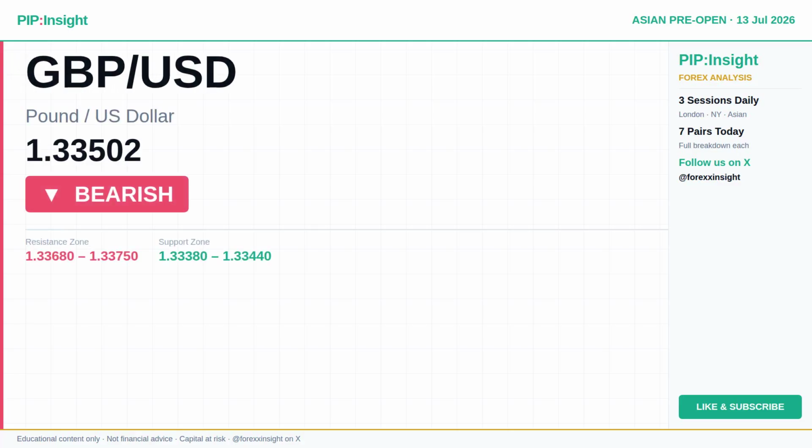Pound dollar. The chart is showing bearish structure on this session. The 4-hour trend is to the downside and the 1-hour is also pointing lower. Resistance is marked between 1.3368 and 1.3375. Support is marked between 1.3338 and 1.3344. Here is the full chart breakdown.